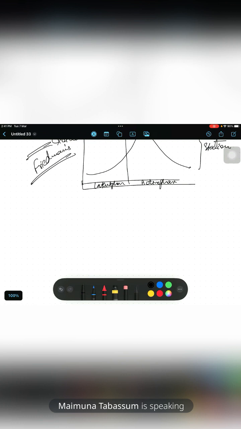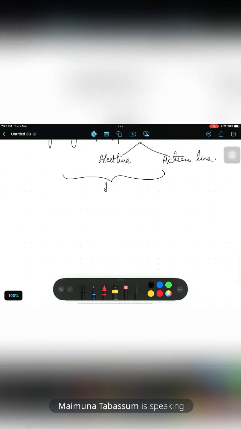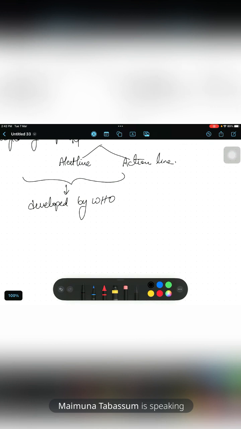Then it was further modified by Philpott and Castle in 1972. What they did, they added the alert line and action line. Then extensive modifications were done, and this was developed and extensively tested by WHO in 1994.